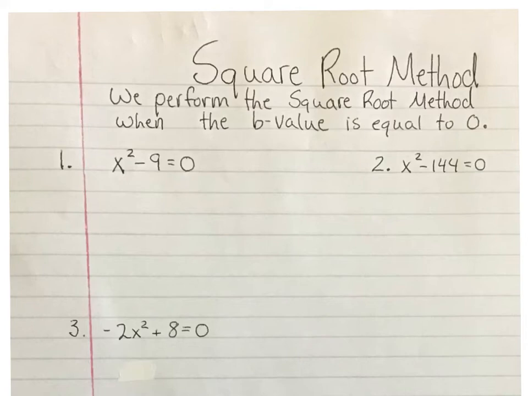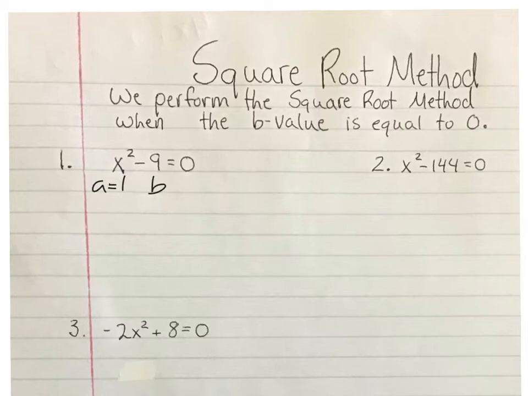How's it going, everybody? So today we're going to be looking at the square root method. Now, the use of the square root method is kind of a take on performing the AC method, but just a lot quicker. The idea is that we perform it when the b value is equal to 0, okay? And so looking at number 1, you'll notice that the a value here is going to be 1.